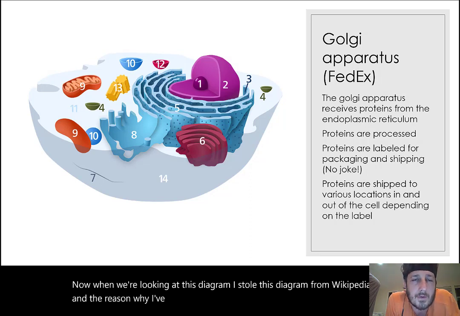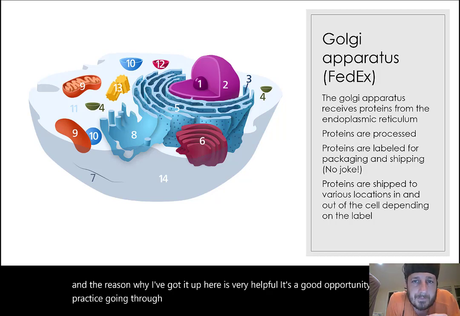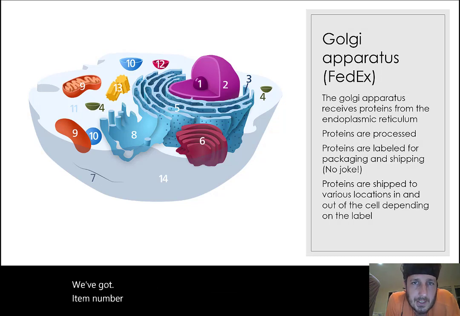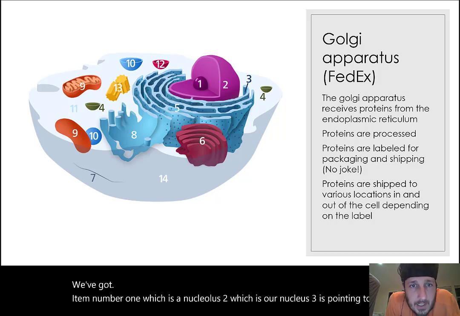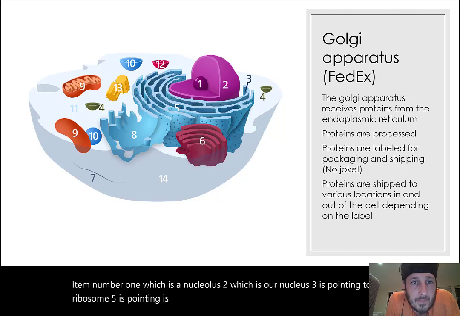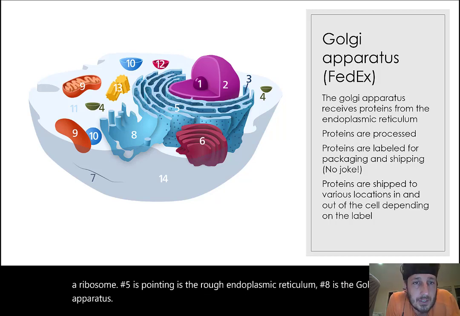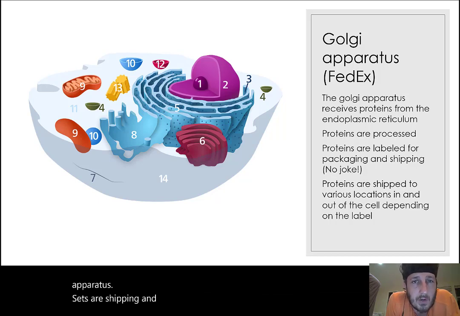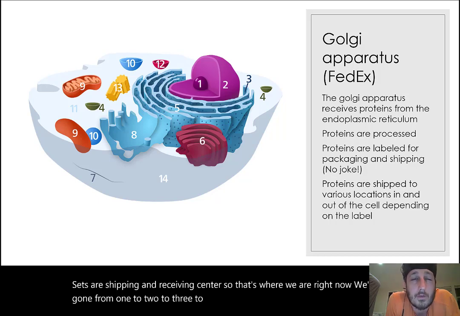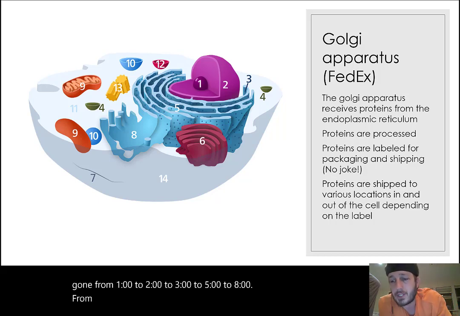Now, when we're looking at this diagram, I stole this diagram from Wikipedia, and the reason why I've got it up here is it's very helpful. It's a good opportunity for practice going through the steps. So we've got item number 1, which is our nucleolus, number 2, which is our nucleus, number 3 is pointing to a ribosome, number 5 is the rough endoplasmic reticulum, number 8 is the Golgi apparatus. So that's our shipping and receiving center. So that's where we are right now. We've gone from 1 to 2 to 3 to 5 to 8. From there, the proteins can go pretty much anywhere.